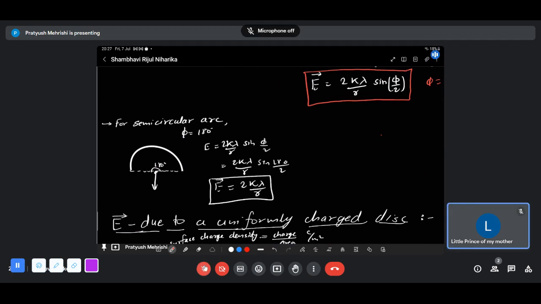Now, similarly, seeing this formula, you can derive the electric field at the center for any kind of circular structure. If the ring is semicircular, then phi by 2 is 90 and sine 90 is 1. So electric field will be 2k lambda by r. Got it?